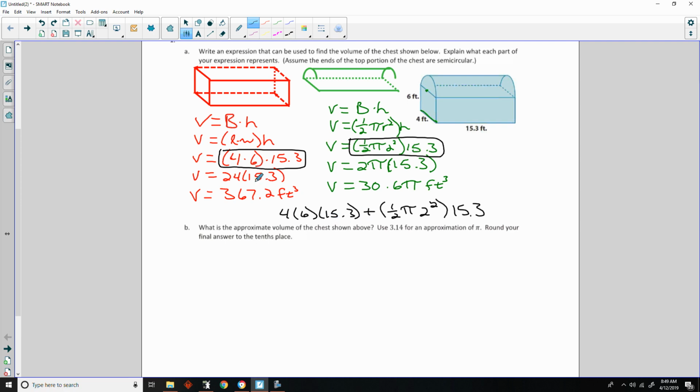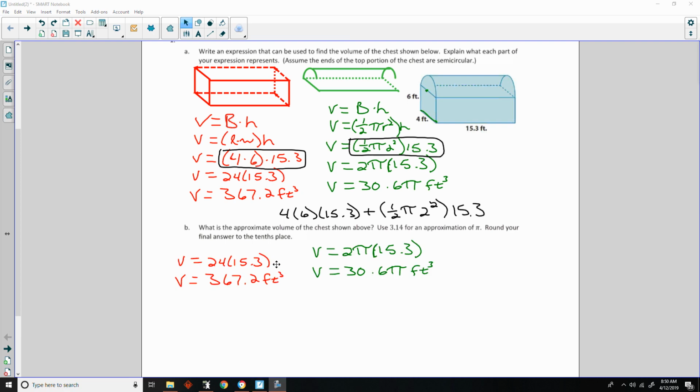So now I would do these steps here. I just copied these down here, and now I'm going to add the two. 367.2 is the volume for the rectangular prism. So this is actually, what is the approximate volume of the chest? So this is the prism. Use 3.14 for an approximation of pi. So then I just need to finish this half. This is done, but now I need to do this.